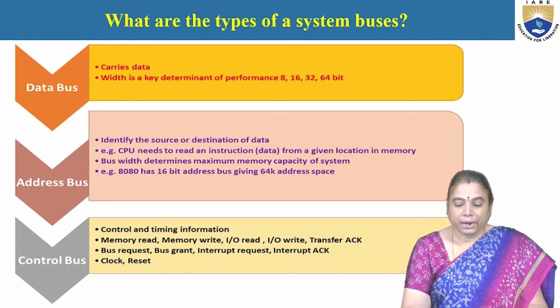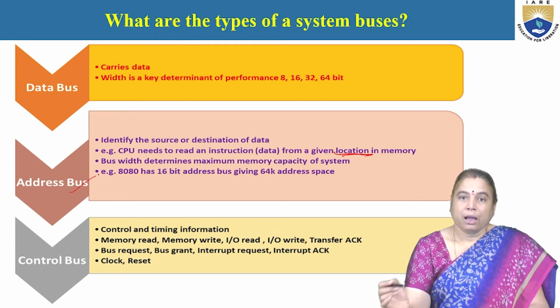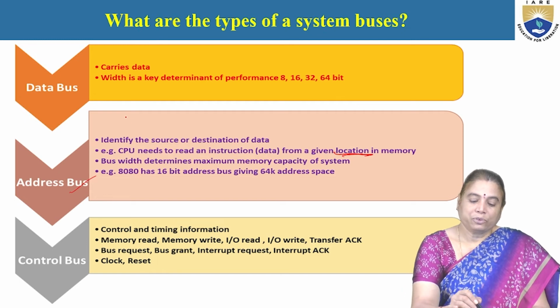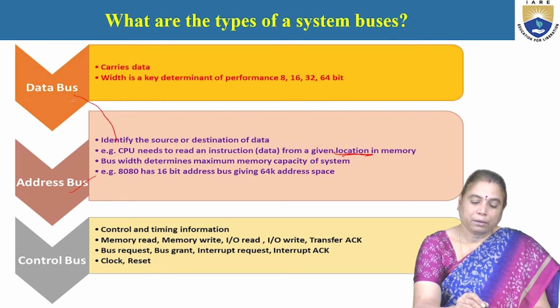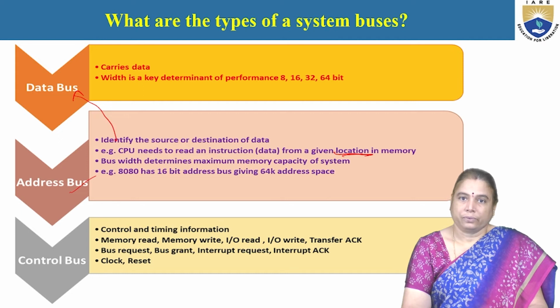CPU needs to read an instruction from a given location in the memory is the example. So the location can be pointed with the help of the address bus, and at this location, the data read can be stored into the data bus. The address bus determines the maximum memory capacity of the system.